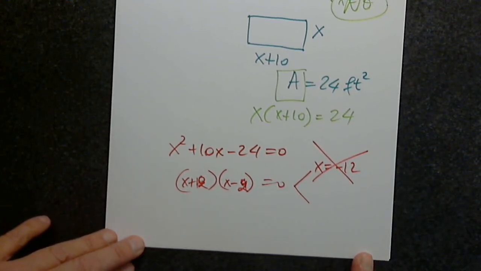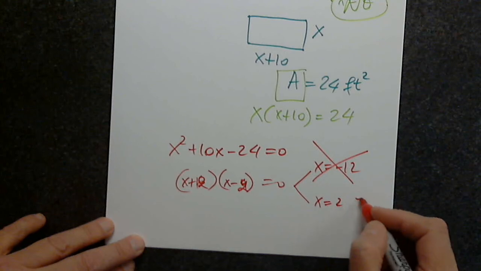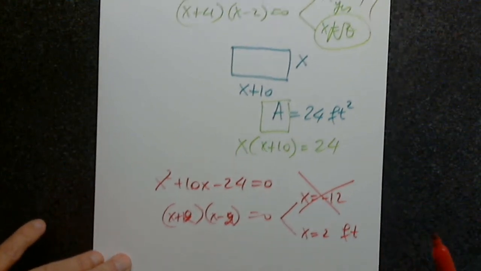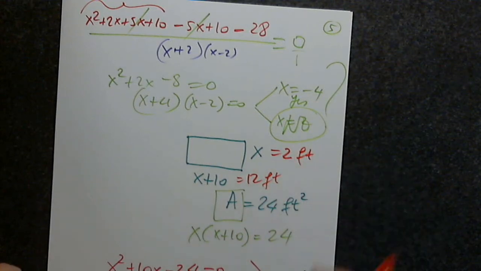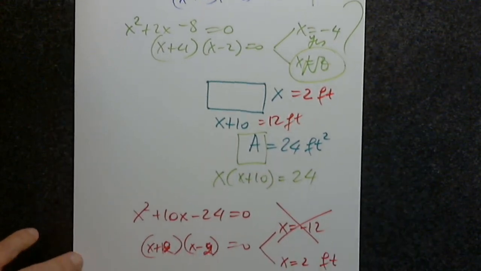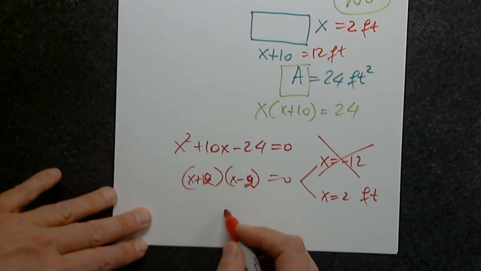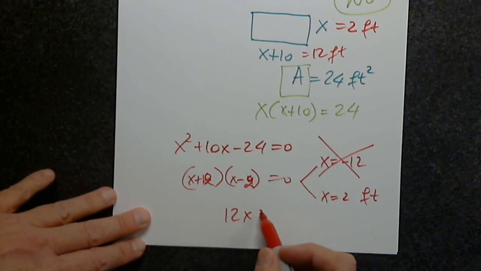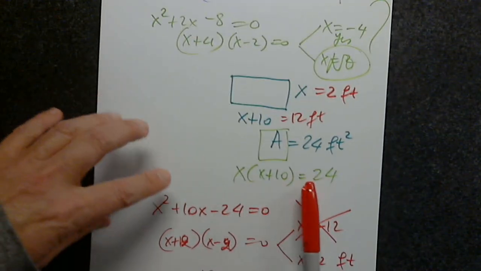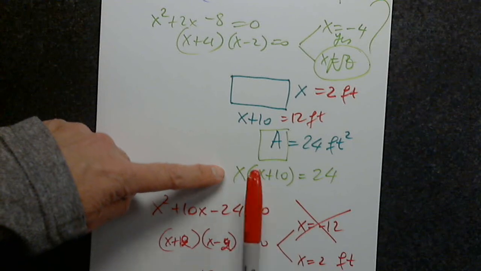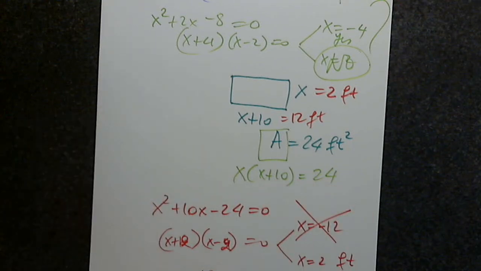It cannot be negative 12 feet. So then x equals 2, and it is in feet. So if x equals 2, then the length must be 12. So it's a 12 by 2. The area is 24. I have to go back and check because I created an equation, right? So indeed, 2 times 12 is 24. Is this okay?